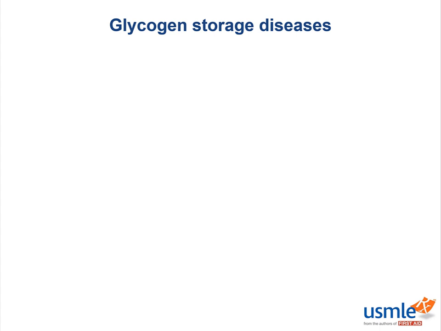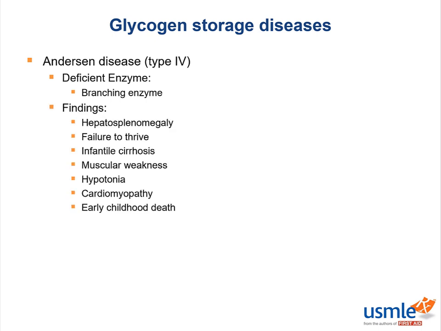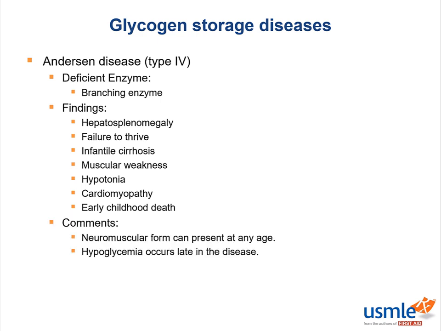The type 4 glycogen storage disease is Anderson's disease, and the deficient enzyme is the branching enzyme. Clinical findings include hepatosplenomegaly, failure to thrive, infantile cirrhosis, muscular weakness, hypotonia, cardiomyopathy, and early childhood death. And of note, the neuromuscular form can present at any age, whereas hypoglycemia tends to occur later in the disease.